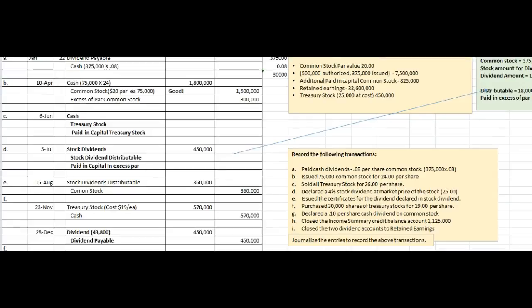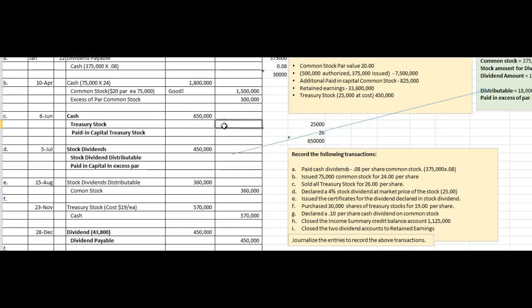Now we're at C. And C, you sold all of the treasury stock for $26 per share. So that was 25,000. And you got $26 a share for them. So that multiplies out to $650,000. So you got cash of $650,000. Let's put that down right now. That one you know. So that one's good.